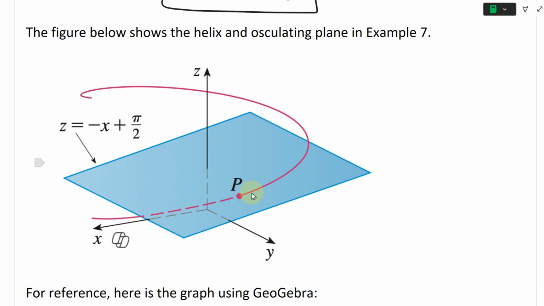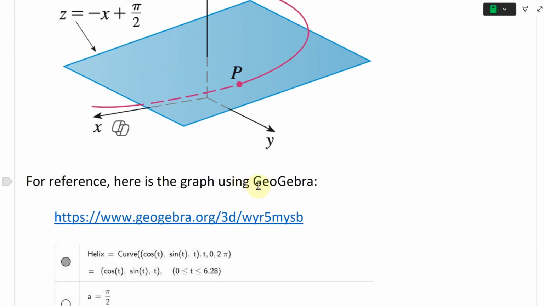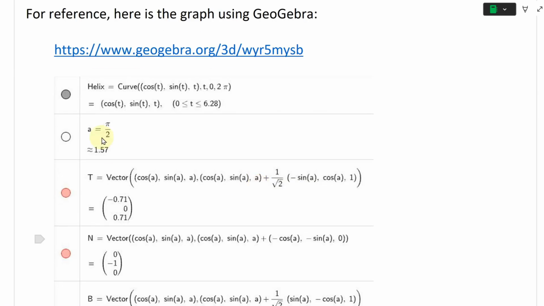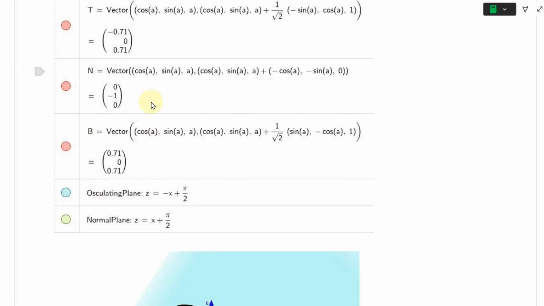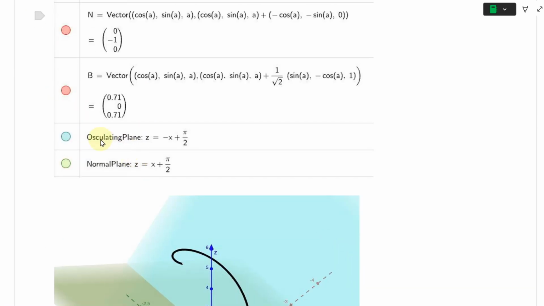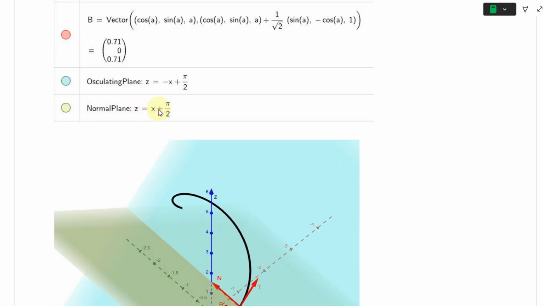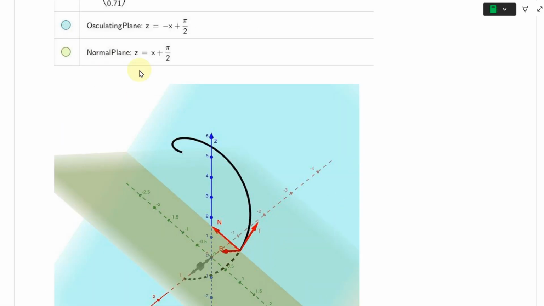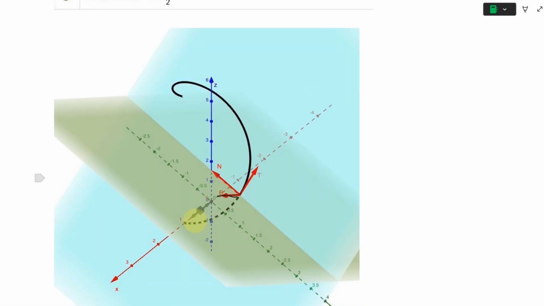That's pretty interesting. And for reference, here's a graph using GeoGebra. We have that same setup here, as before in example 6. But now we have drawn the osculating plane, z equals negative x plus pi over 2, and the normal plane, z equals x plus pi over 2. And you can see this in blue is the osculating plane. So it contains the tangent vector and the normal. And the normal plane contains the normal and binormal. So it looks like that, pretty cool.